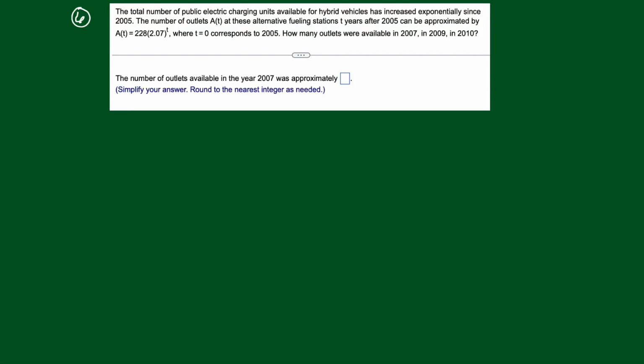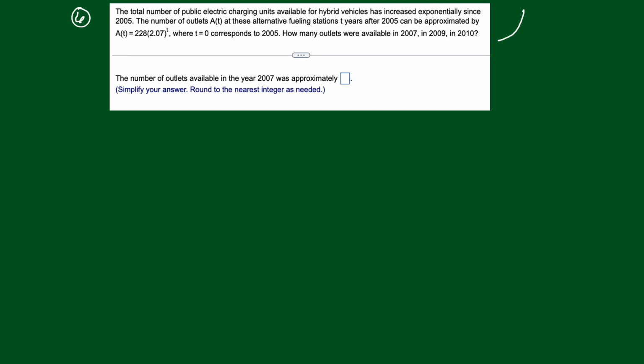Let's read over this one. It says, the total number of public electric charging stations available for hybrid vehicles has increased exponentially. Now, as soon as I see exponentially increasing, I'm thinking that. But sometimes people use that phrase, it's increasing exponentially, just to mean that it's going fast. But I think here, we're going to see this kind of a curve. Increased exponentially since 2005.